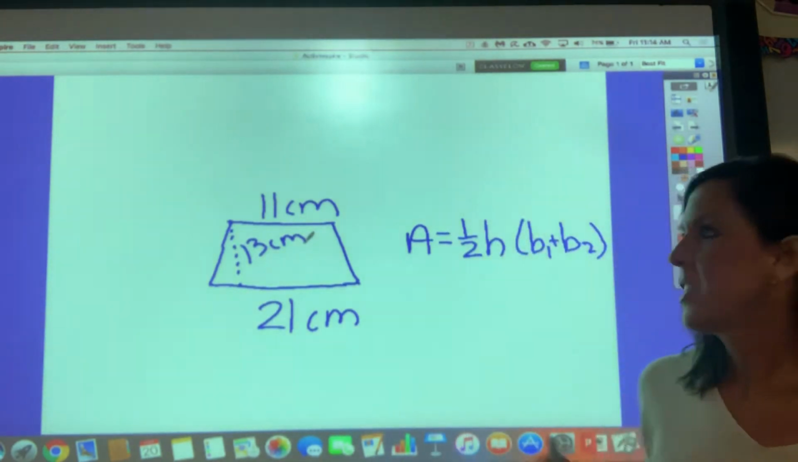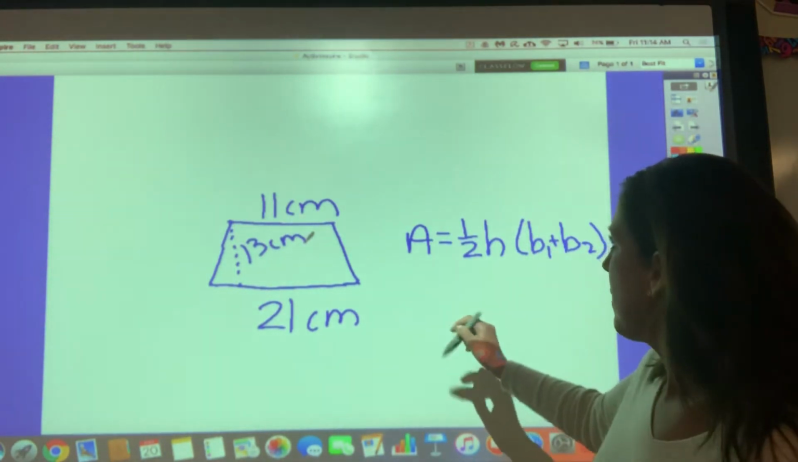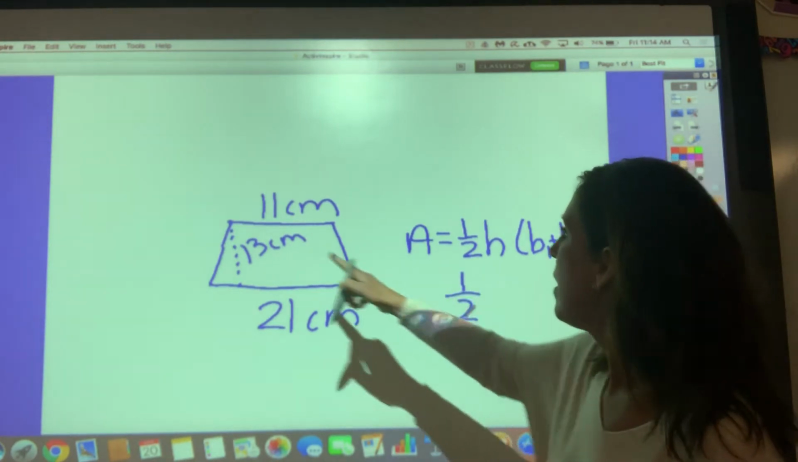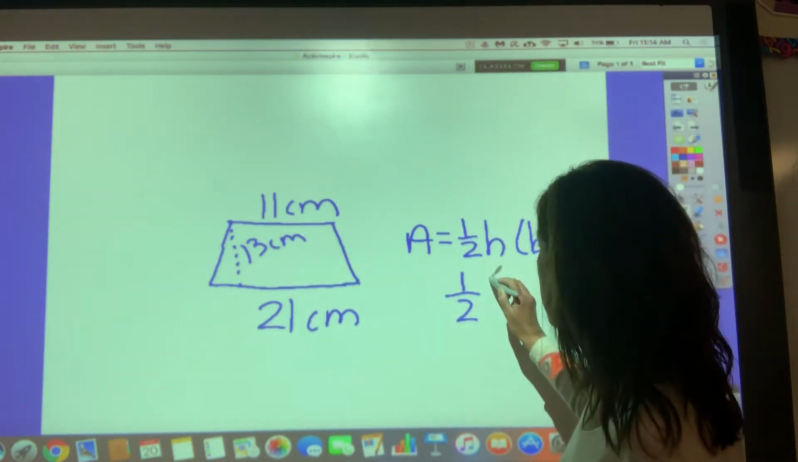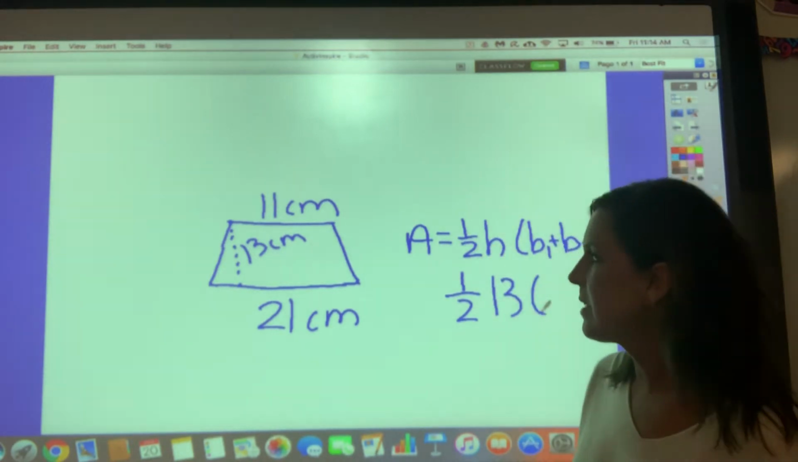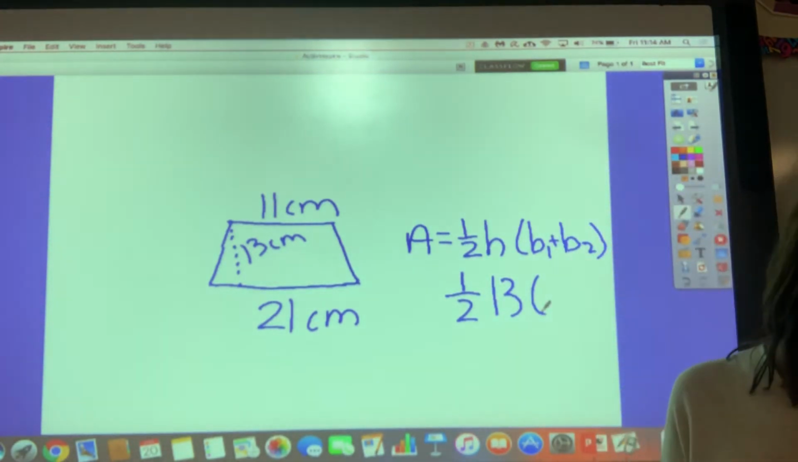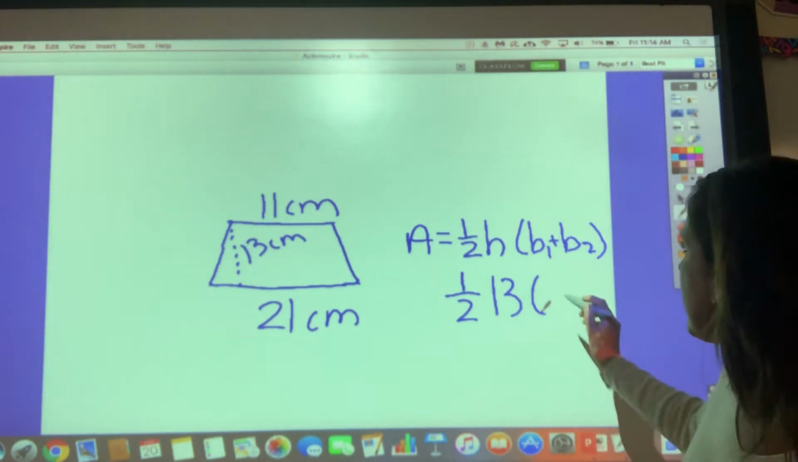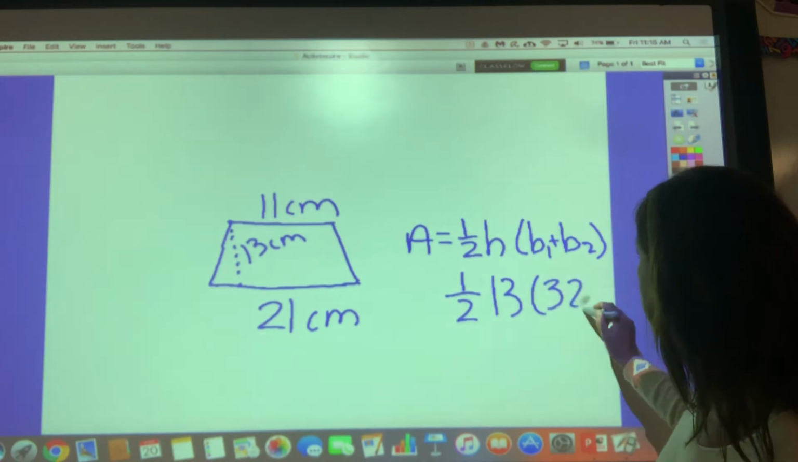Okay, so the first thing we need to do is get all of this information. So area equals half, so we're gonna have our half. Our height is gonna be 13. Okay, and then we add our two bases together, so we're gonna add 21 to 11. Okay, add 21 to 11, and that's gonna give us 32.